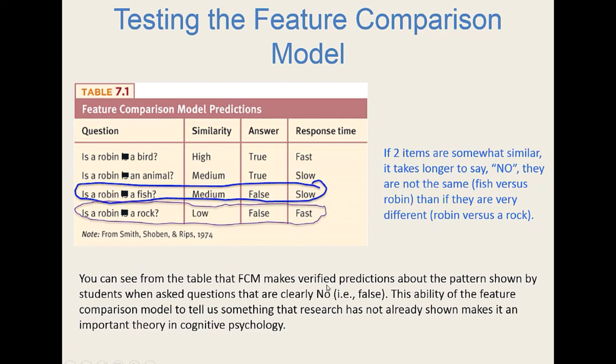Feature comparison model makes predictions about the pattern shown by students when asked these questions, and the predictions have been supported by the results of the type of these studies that they've done. And so this ability of the feature comparison model to tell us something that research has not already shown makes it a kind of an important theory in cognitive psychology. It's not as intuitive perhaps as the network model, but it does sort of reflect how a lot of our knowledge is organized.